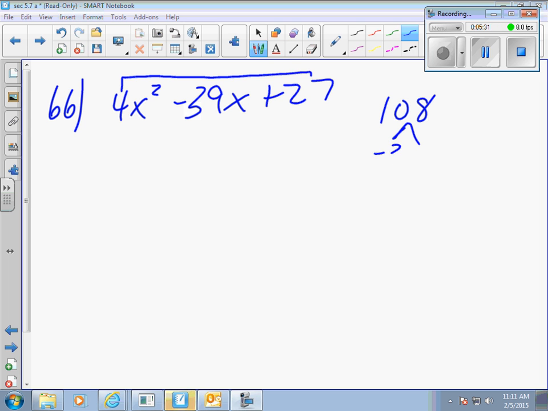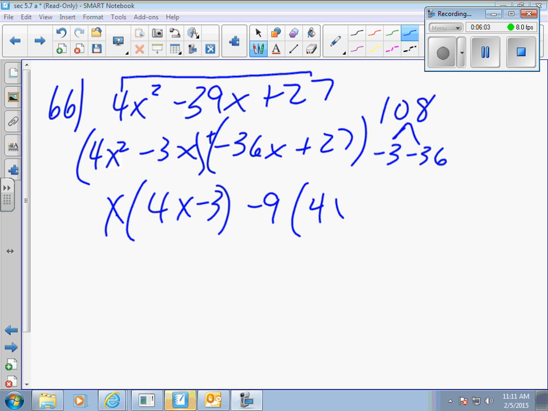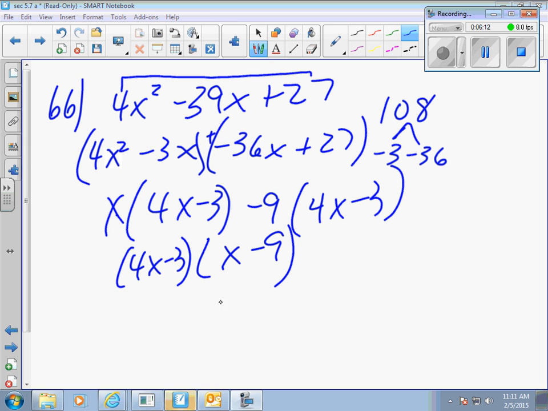My factors are negative 3 and negative 36, so I'm going to replace my middle term: 4x squared minus 3x minus 36x plus 27. Group, group, plus sign in between. Greatest common factor of my first group is x, leaving me with 4x minus 3. Greatest common factor of my second group appears to be a negative 9, leaving me with 4x minus 3. Rewriting that, I get 4x minus 3 times x minus 9.